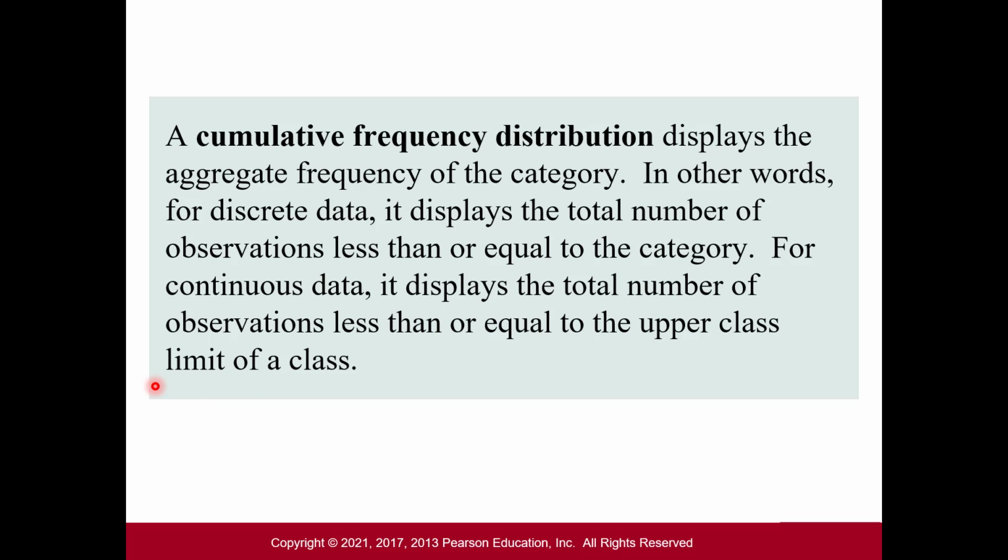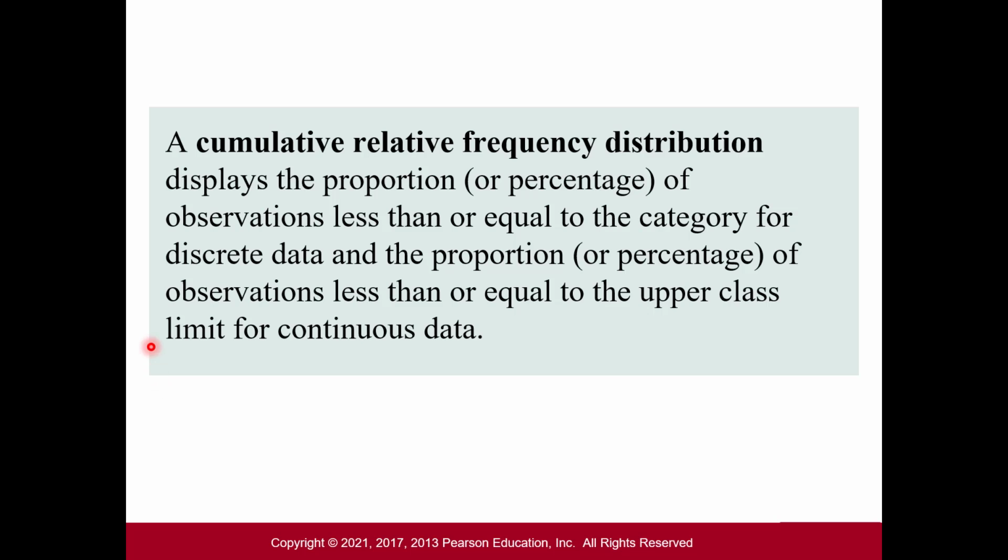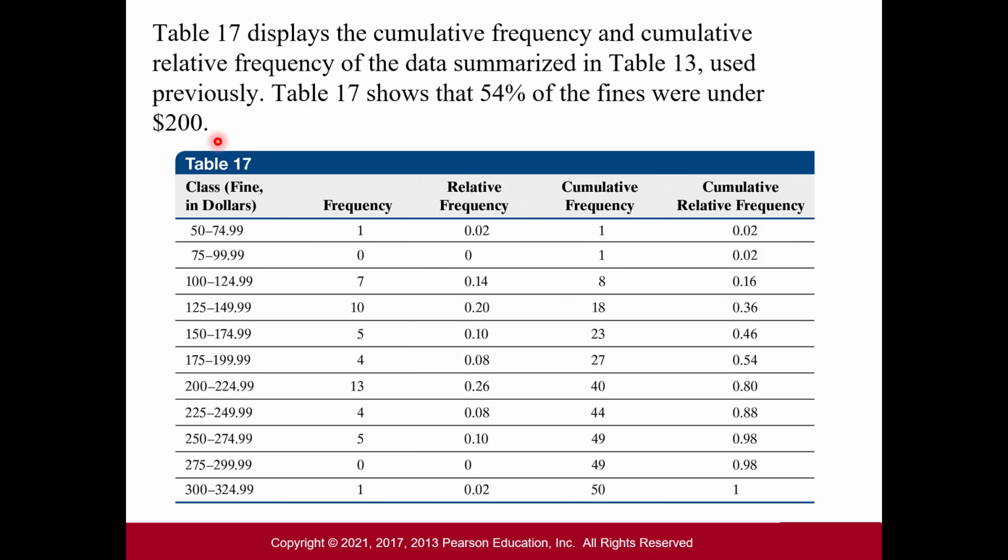All right, so let's go through this. Real quick, let's talk about the cumulative relative frequency distribution. It displays the proportion or percentage, just like our relative frequency did. So our table 17 displays cumulative frequency and cumulative relative frequency of the data summarized in a previous table.